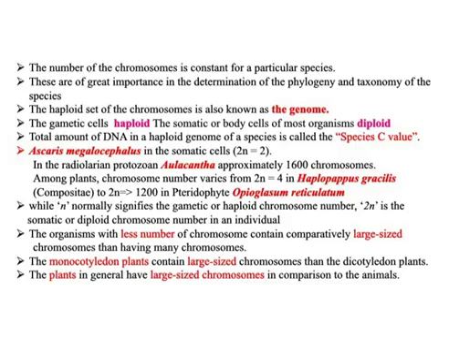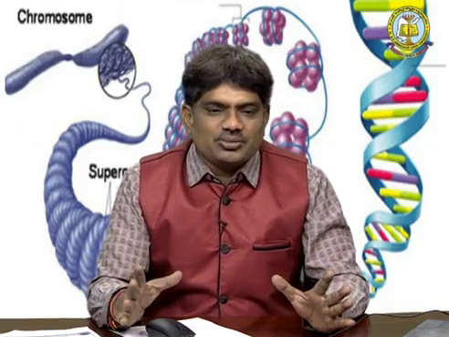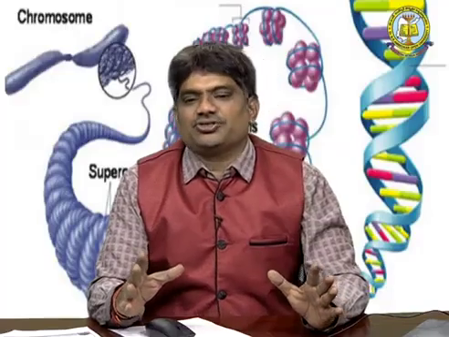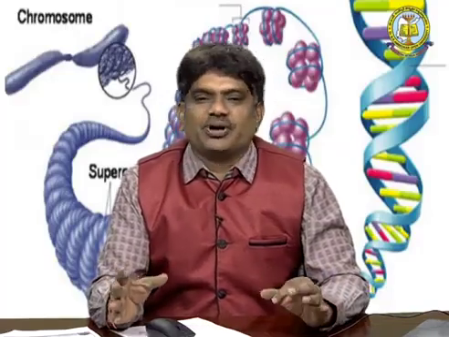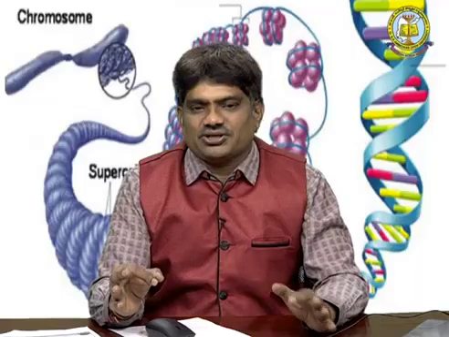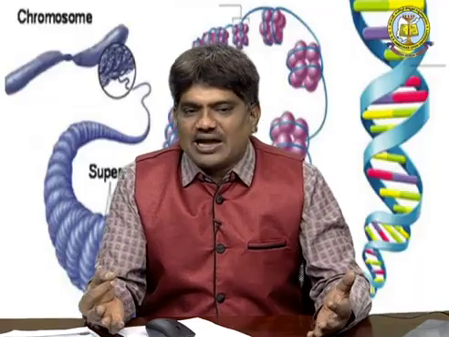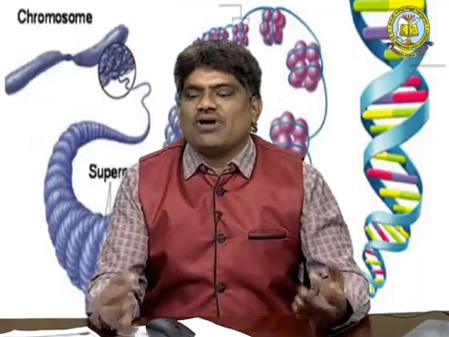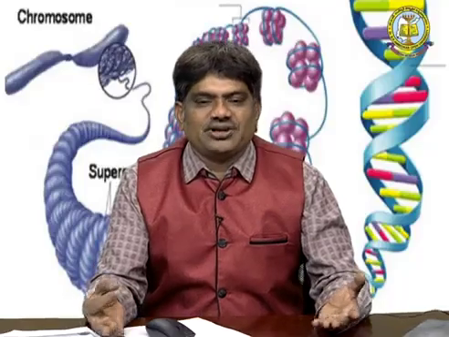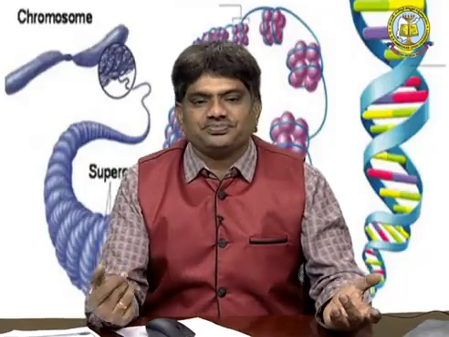This is the highest number of chromosomes present in a plant and the lowest number of chromosomes present in a plant. These two are very, very important for competitive exam purposes. In all the exams they ask the questions: which plant has the lowest number of chromosomes? What is the genome? Genome means it is a haploid set of the chromosome.